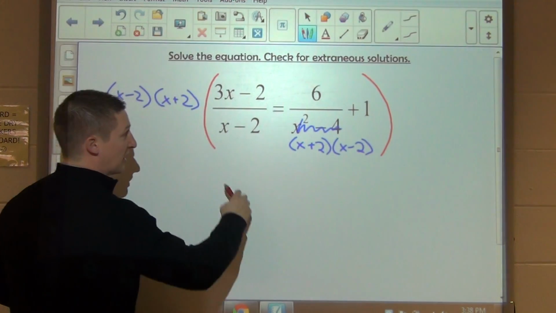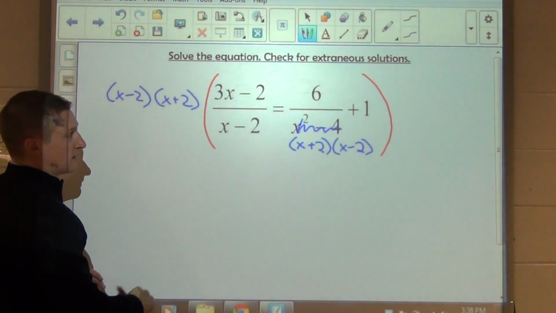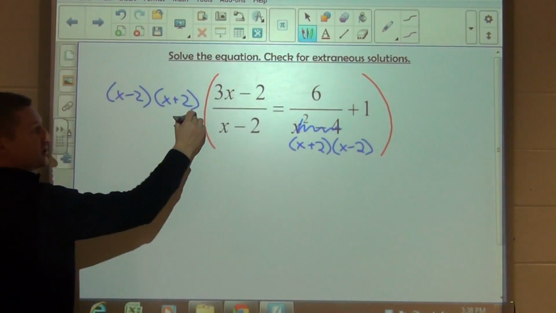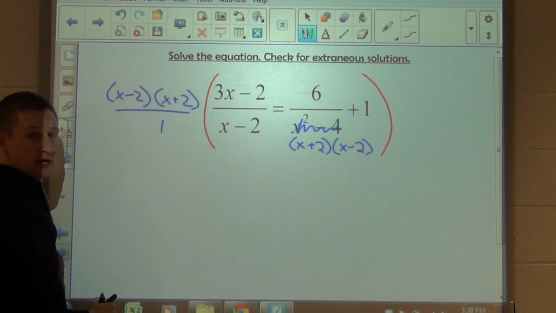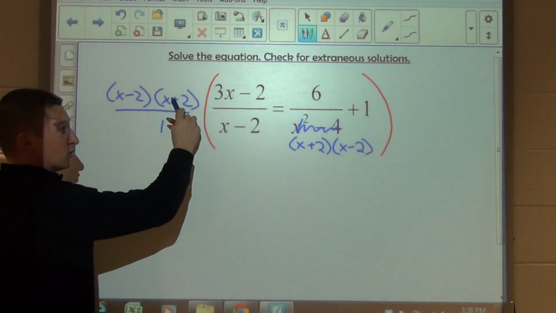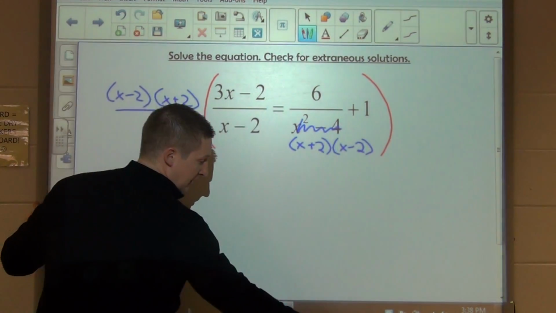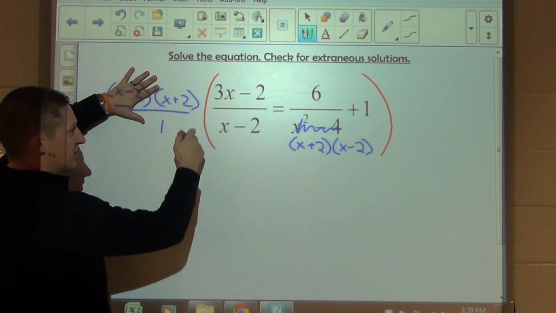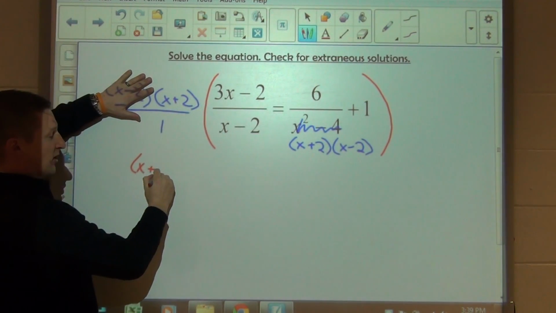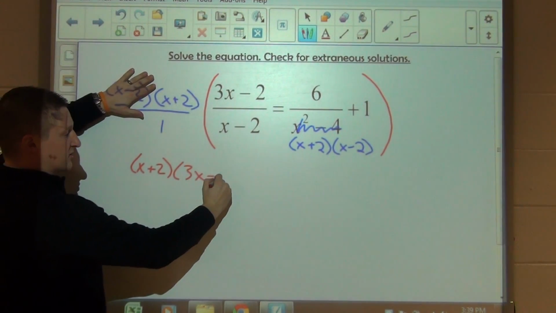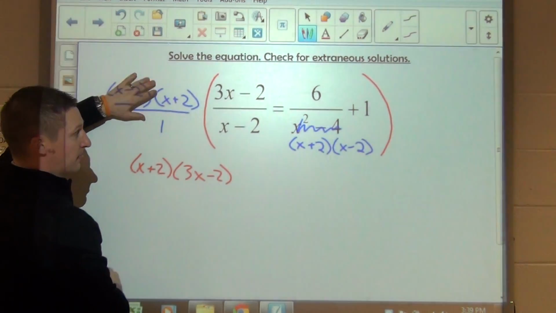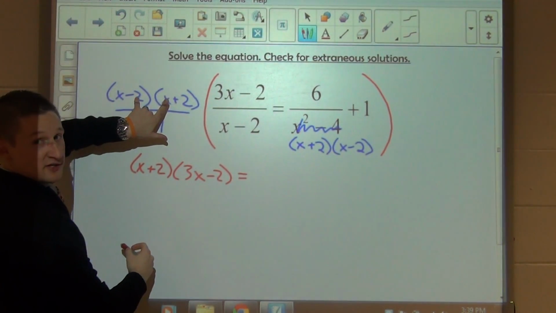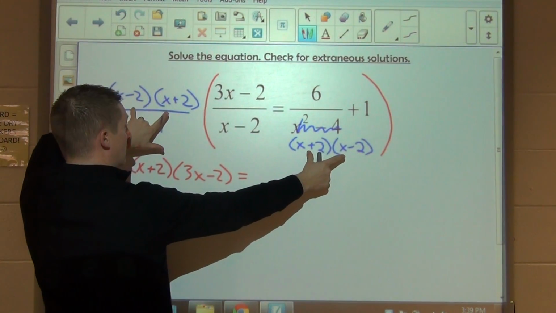Now multiplying it by the first expression here, the x minus 2's will cancel. And again, I'll write these two over 1 just to remind you that we are multiplying numerator times numerator and denominator times denominator. So x minus 2's will cancel. That will leave me with the x plus 2 having to be multiplied by 3x minus 2, which is in the numerator right there. Equals.